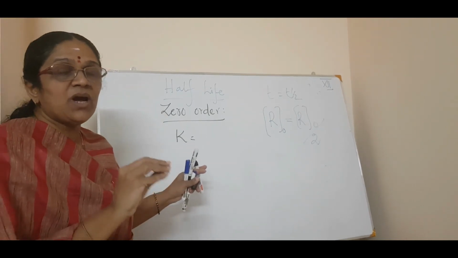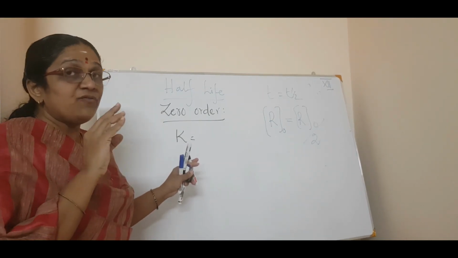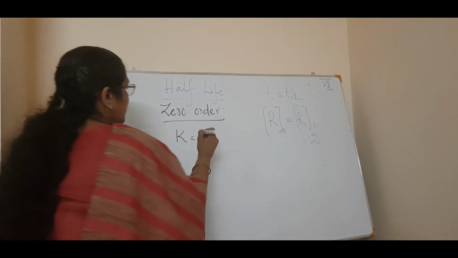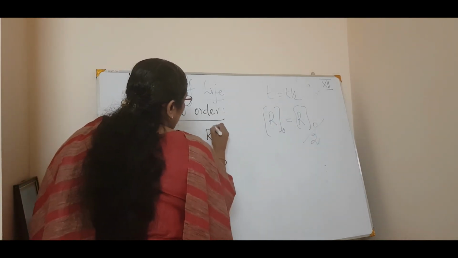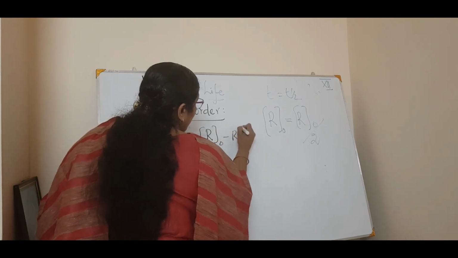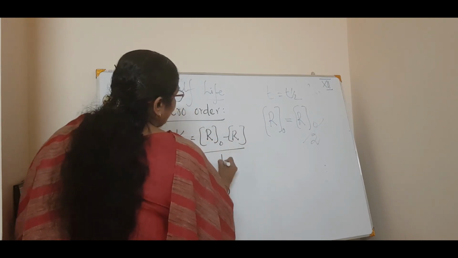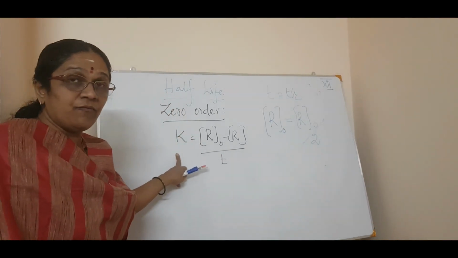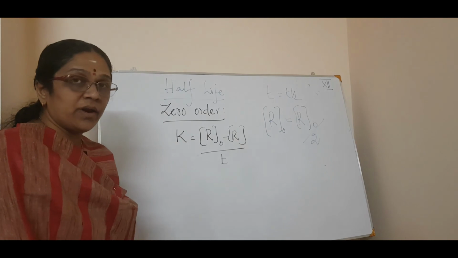So this much you have to study thoroughly, because if numericals come, you have to apply it. Okay. Now K is equal to R0 minus R by T, you are remembering. This is the equation for a rate constant for a zero order.